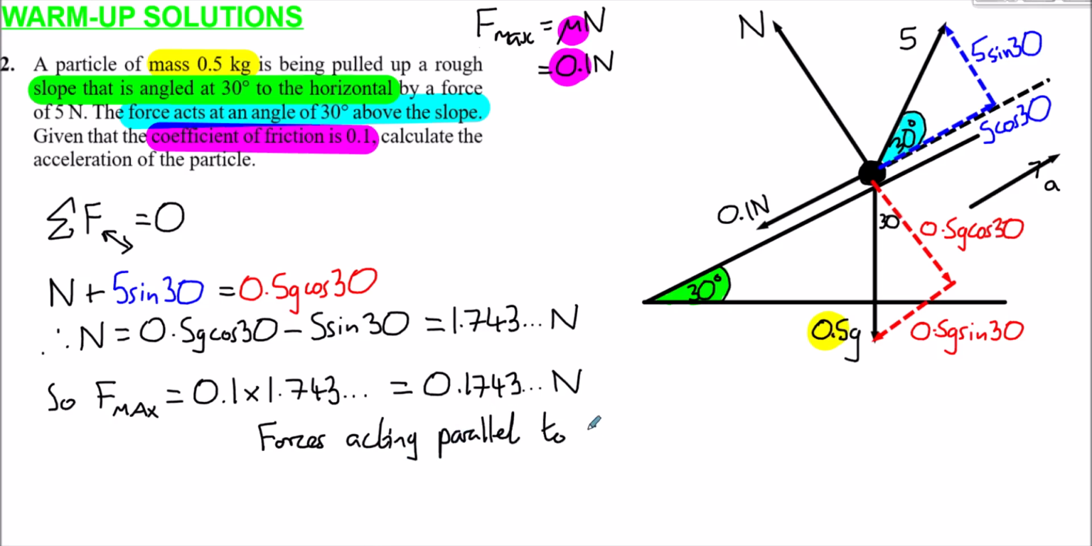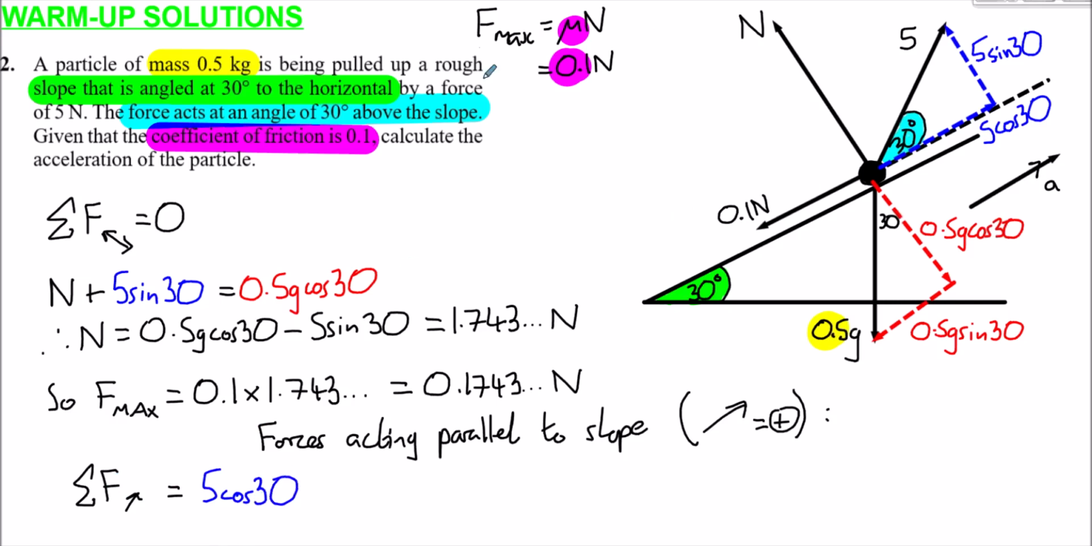And we need to pick a direction of motion. So let's have going up the slope as our positive direction. So the total of the forces going up the slope, we've got this 5 cos 30 component of the pulling force. And that's the only force going parallel to the slope in the upwards direction.